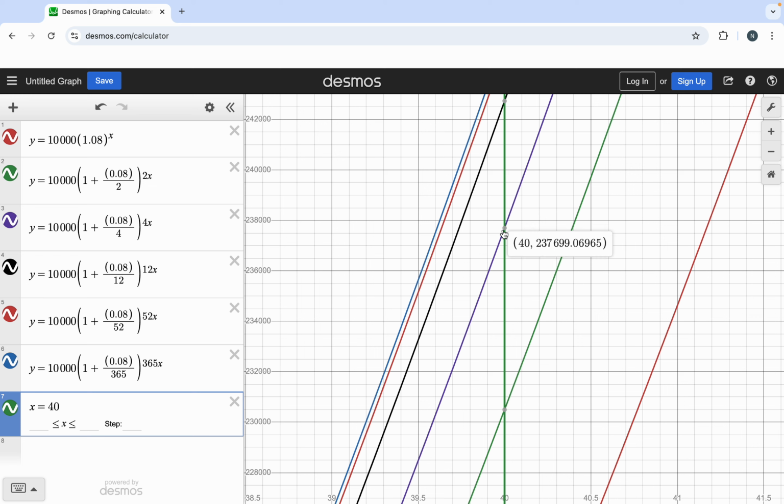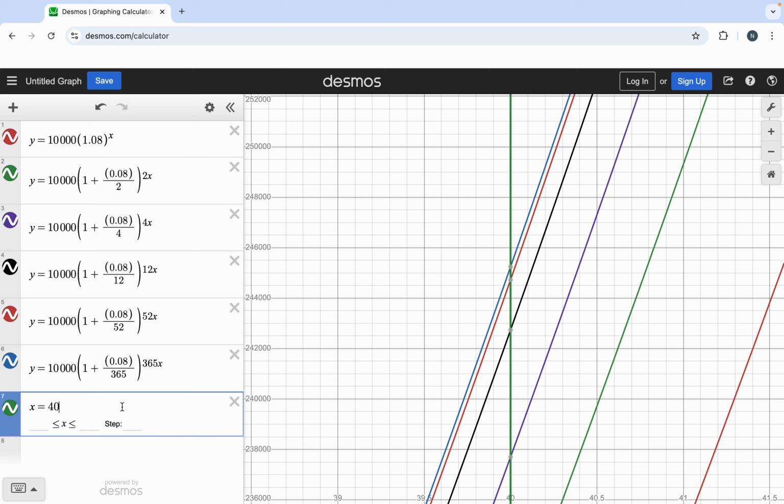If you're compounding twice a year, you've got an extra $13,000. That's pretty good. Going to quarterly, you're looking at another 7 over the semi-annual, so that was 237. Compounding monthly, you have another, what, $5,000? Still pretty good. You're compounding weekly.